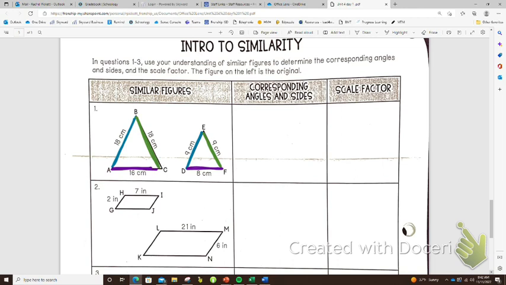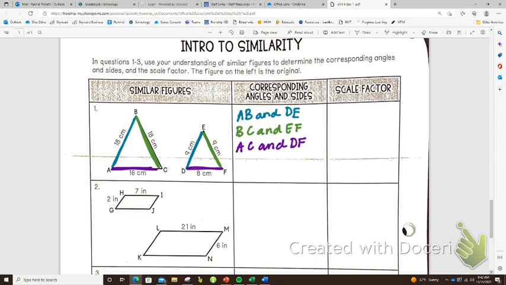So our corresponding sides, we just go by what we just color coded them. So AB and DE are corresponding. BC and EF are corresponding. And AC and DF are corresponding. And we just figured that out by color coding their positions.